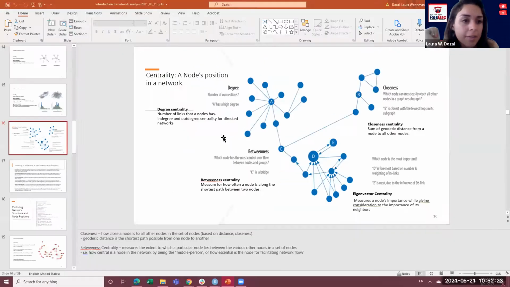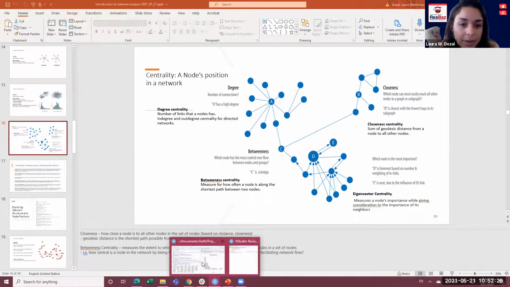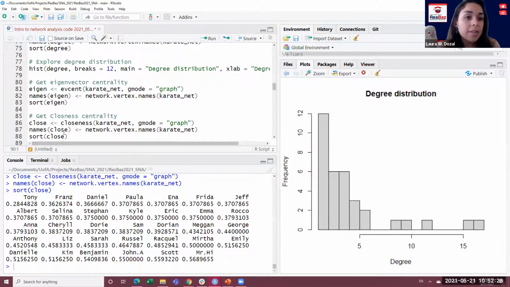Yeah, so sorry I didn't cover that. I thought I had a whole slide about it. So anyway, now let's look at the closeness centrality.